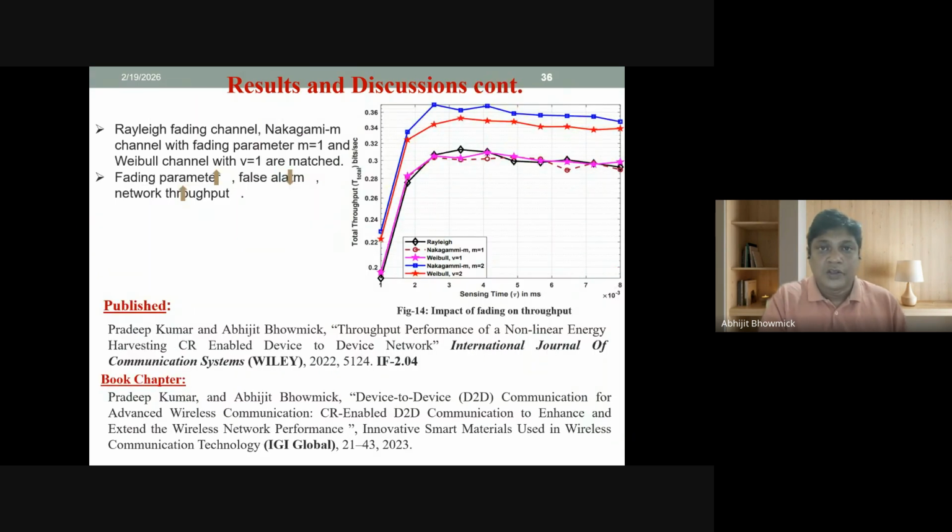This is another throughput result, with the same optimal behavior, tested over different channels: Weibull, Nakagami, Rayleigh. Okay, fine.